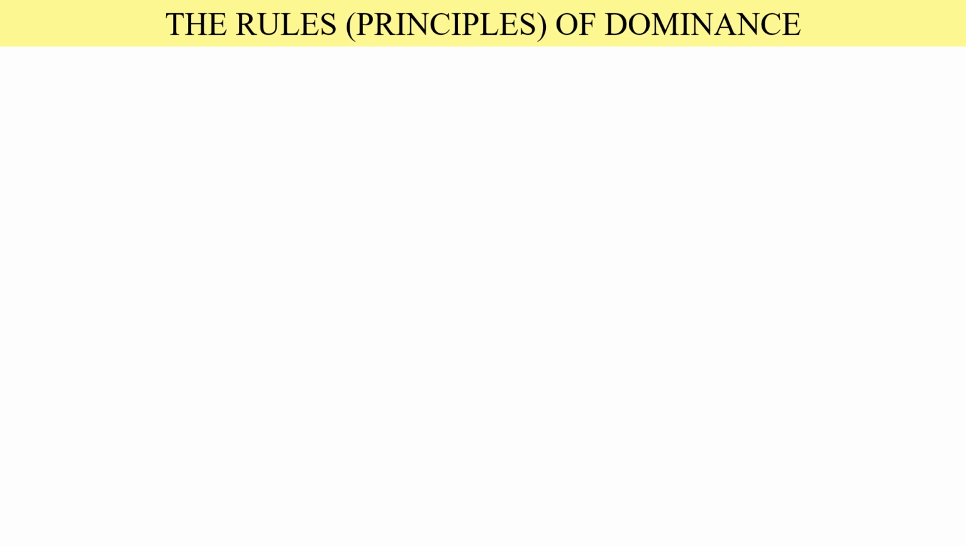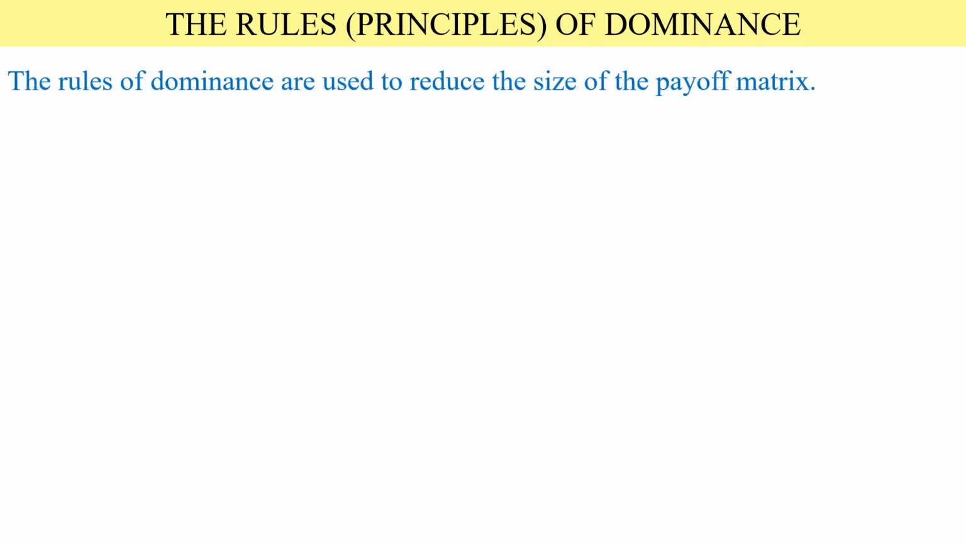Hello everyone. In this lecture, we will discuss the rules of dominance. The rules of dominance are used to reduce the size of the payoff matrix. Suppose the payoff matrix is given in the order of 5 by 6, which means 5 rows and 6 columns, then this matrix can be reduced to 2 by 2 or 2 by 3 or like that by applying these dominance rules.